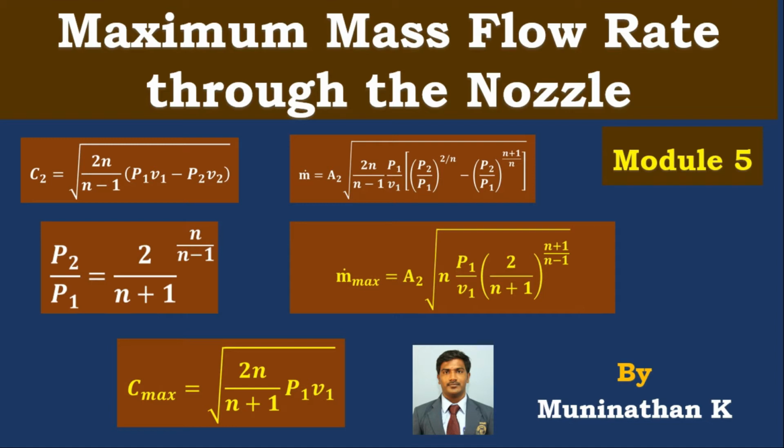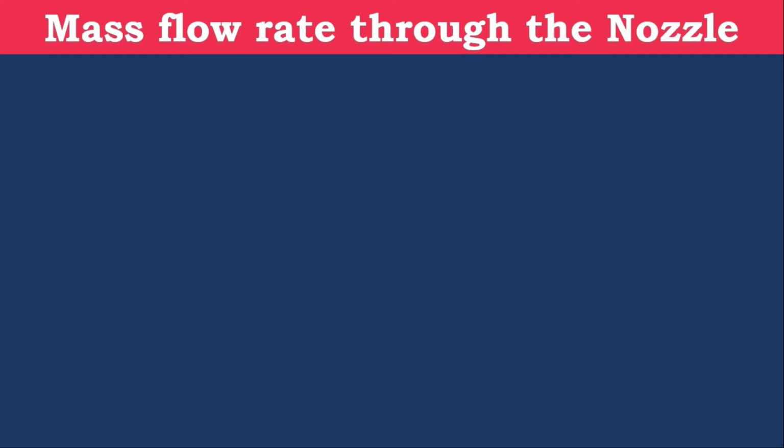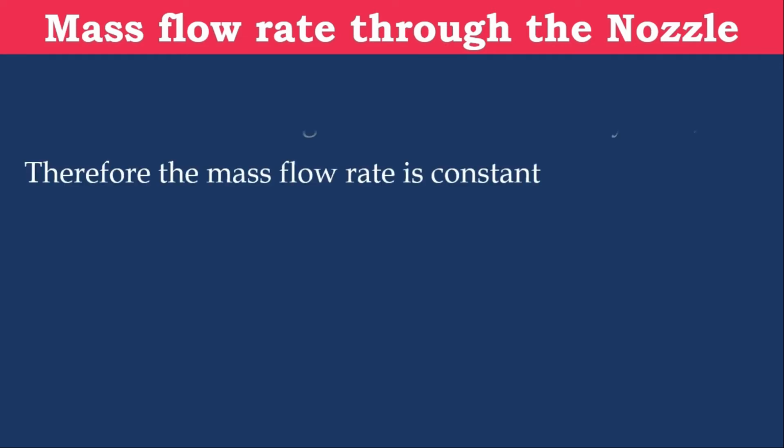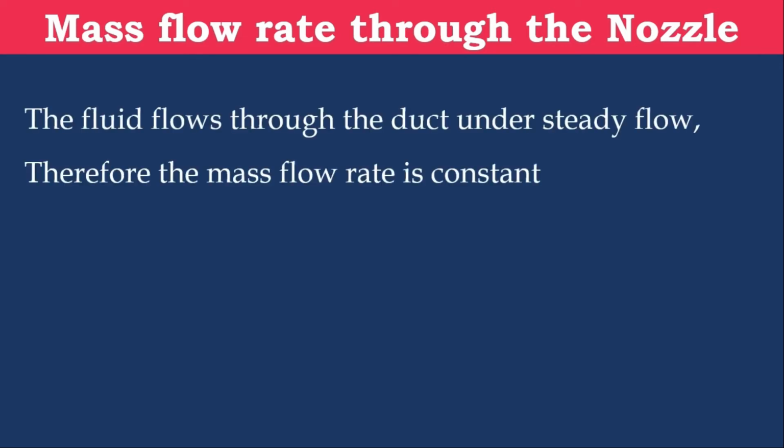Before moving to maximum mass flow rate, first we will discuss what is meant by mass flow rate through the nozzle. We know that the flow in a nozzle is a steady flow, so the mass flow rate at any cross section is constant. That is nothing but m dot is equal to rho 1 a1 c1 is equal to rho 2 a2 c2, which means the thermodynamic properties with respect to time are not changing.